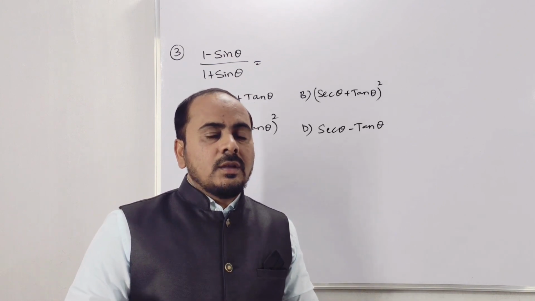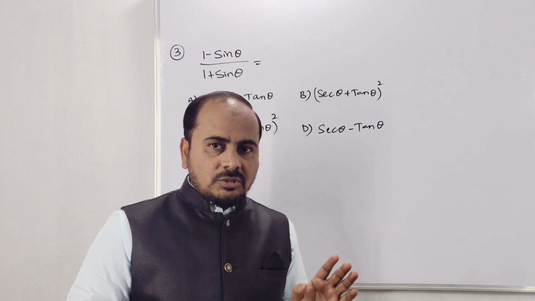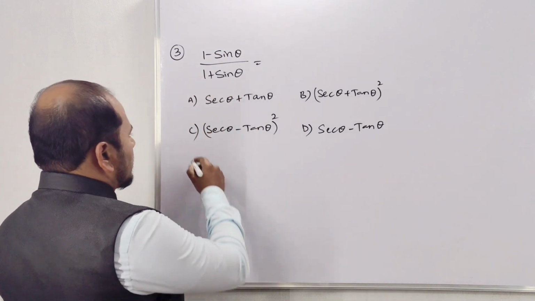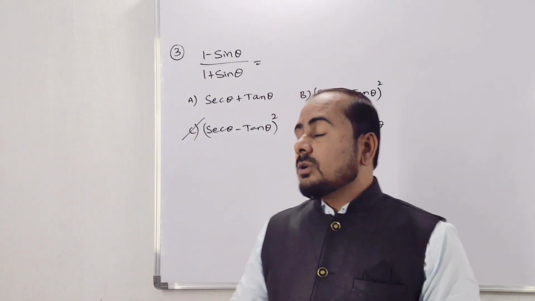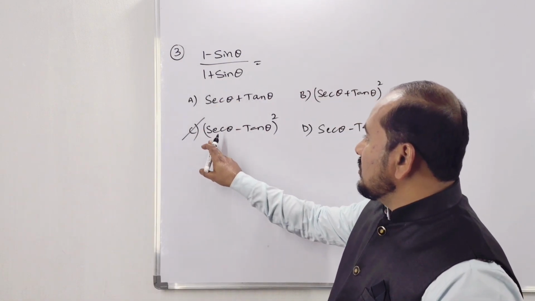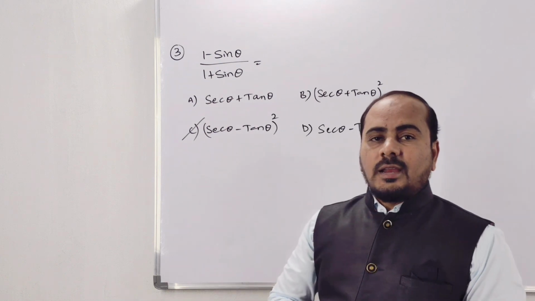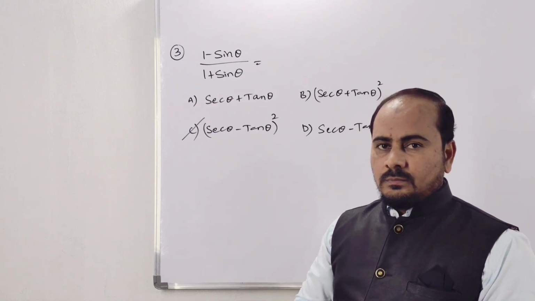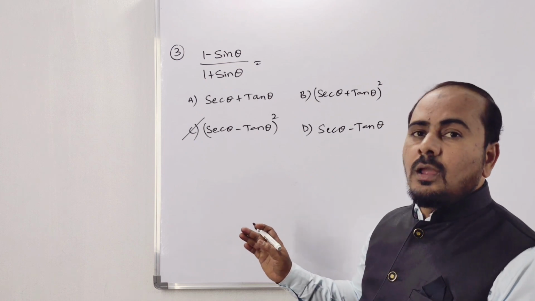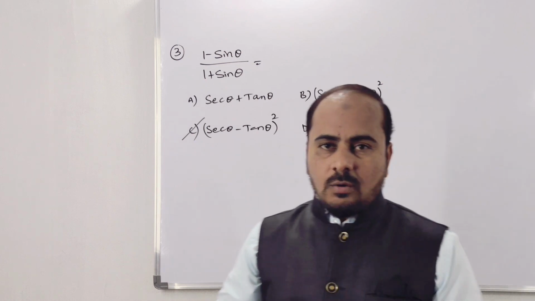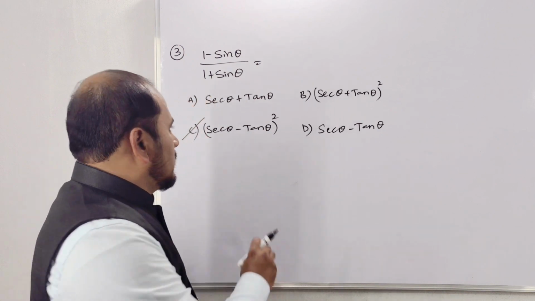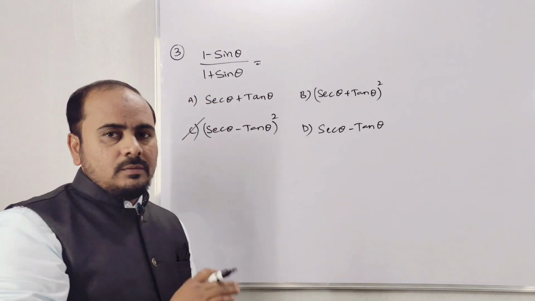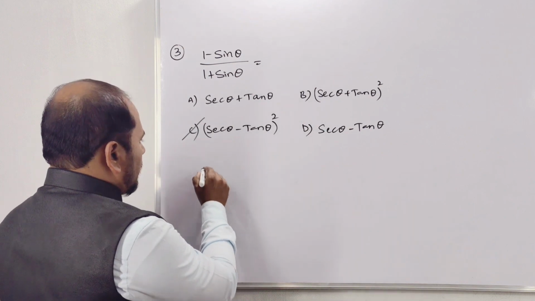So my suggestion is, whenever we give these type of questions, most probably you have to remember the answer directly, my dear. You need not calculate. So the answer of this question could be (sec theta minus tan theta) whole square. Whether it is correct or not, how we get that we shall discuss now. But my suggestion for you people, just remember the formula. Okay, come to the point.